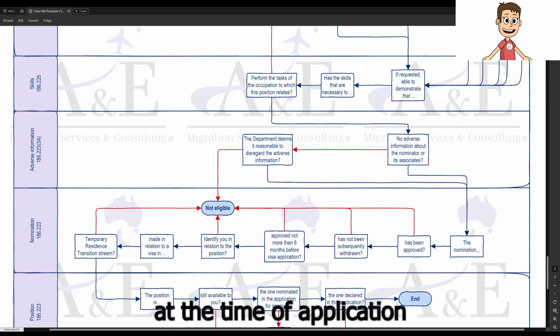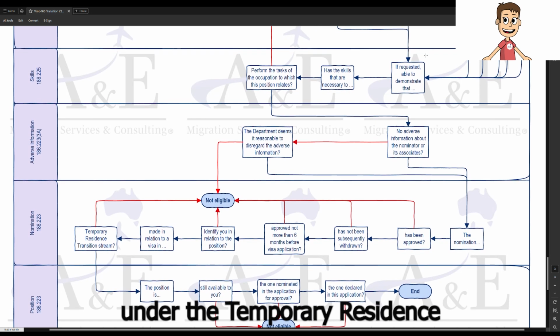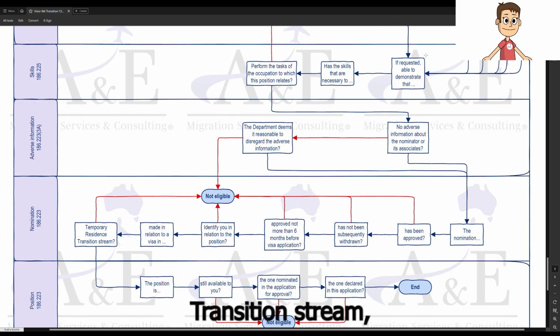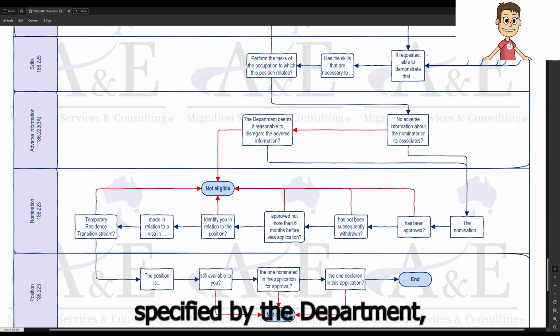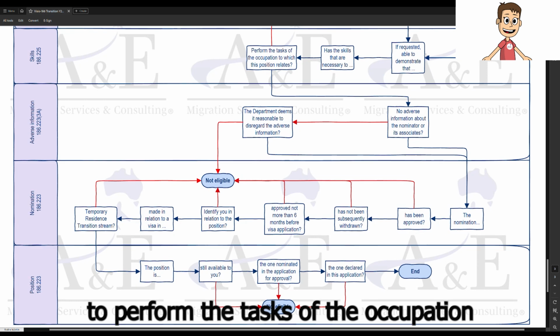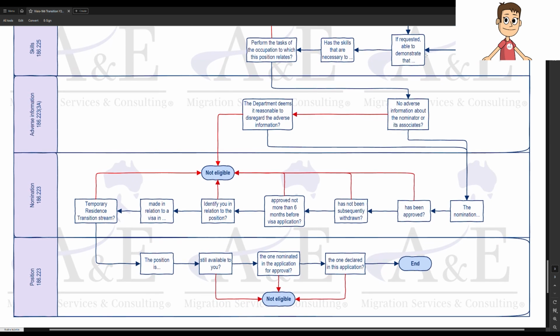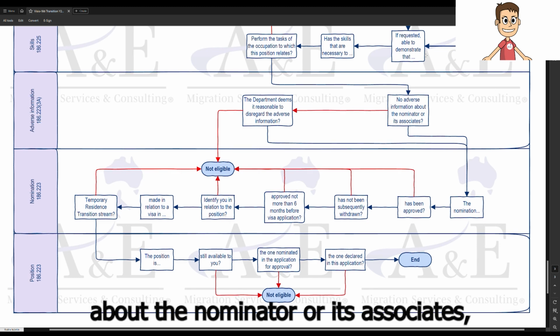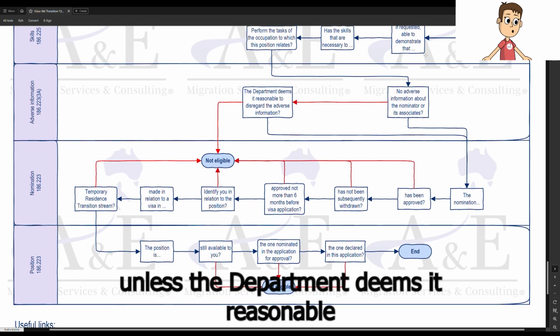Unlike applicants under the direct entry stream, who are required to have their skills already assessed at the time of application unless they are exempted, as an applicant under the temporary residence transition stream, only if requested, you demonstrate in the manner specified by the department that you have the skills that are necessary to perform the tasks of the occupation to which the position relates.